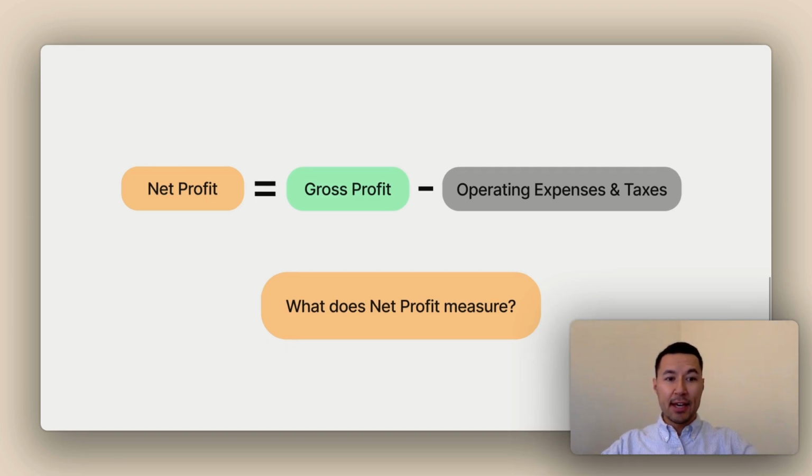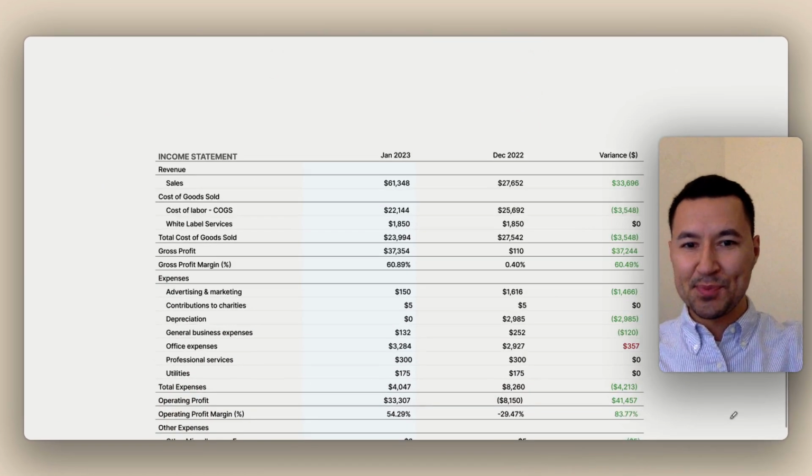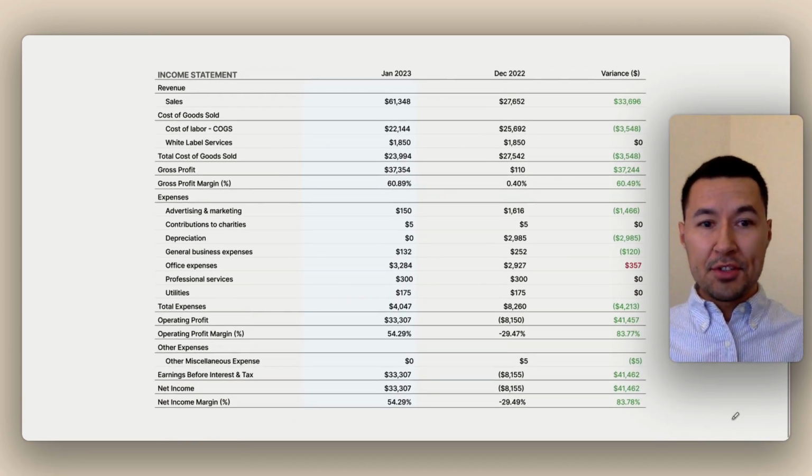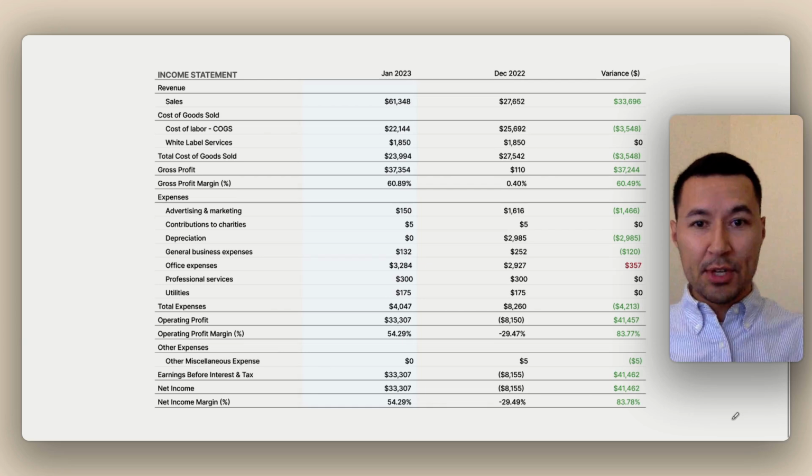So now let's take a look at an example profit and loss statement and see kind of what it looks like and where we might be able to make some changes. Here we go. So we're comparing 2 months, right? January 2023 to December 2022. And we've got a variance column as well to help us understand exactly what changed month to month.